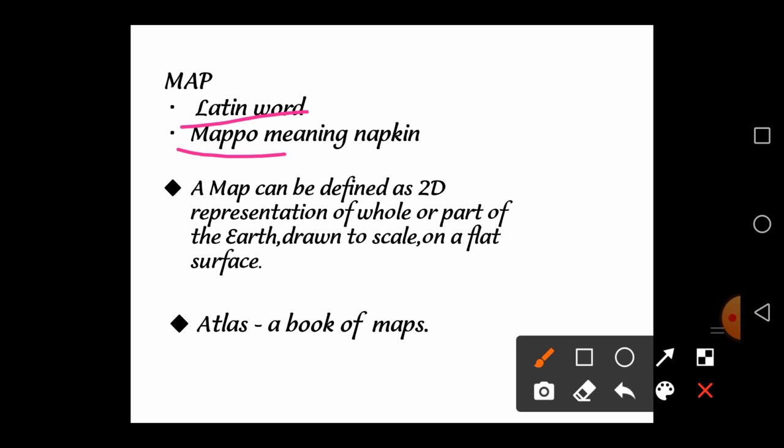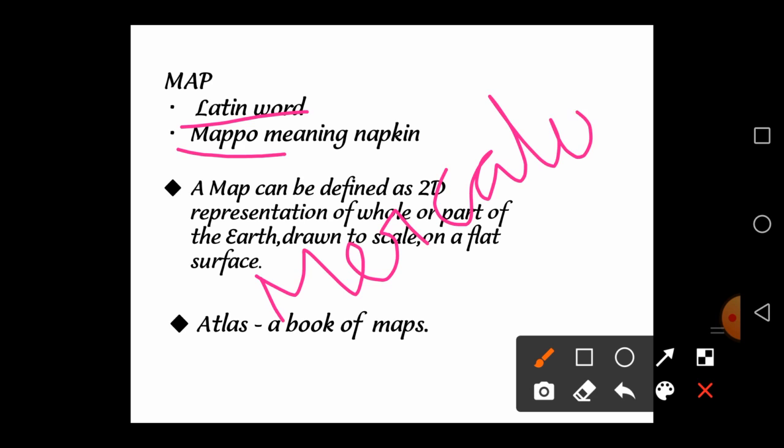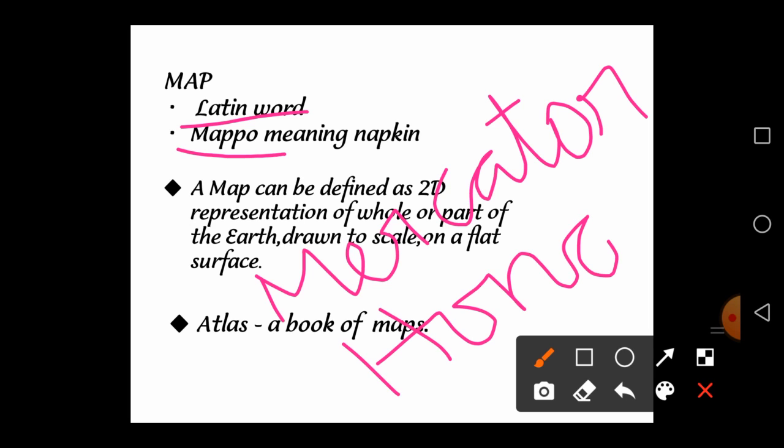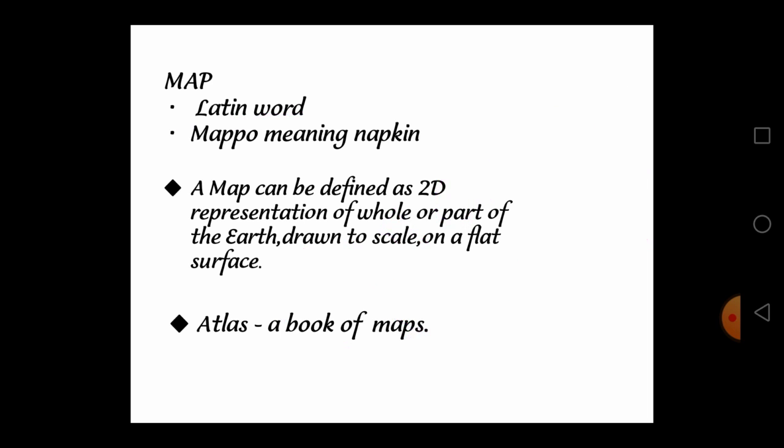Mercator and Hondt were the first to publish a collection of maps in the form of a book. A book of maps is called an atlas.